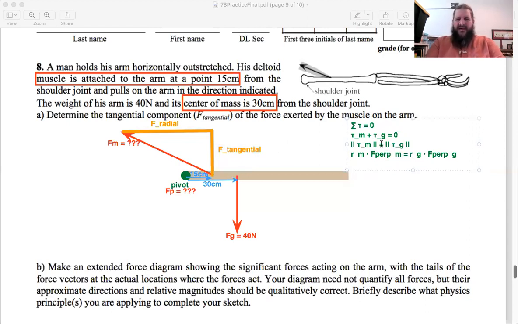So if we fill these values in, we've got R for the muscle is 15 centimeters times F tangential that we're trying to find equals radius for gravity, that's 30 centimeters, times, and gravity is purely perpendicular to the radius already. So the perpendicular component is just the full force, 40 newtons. And then what else do we need to do to solve for F tangential?